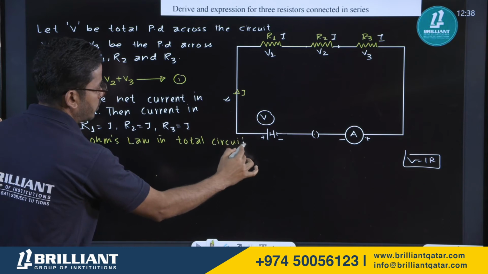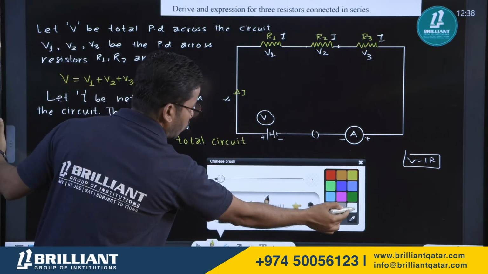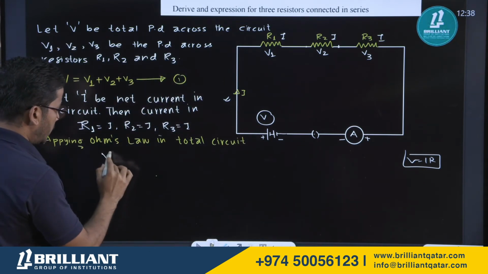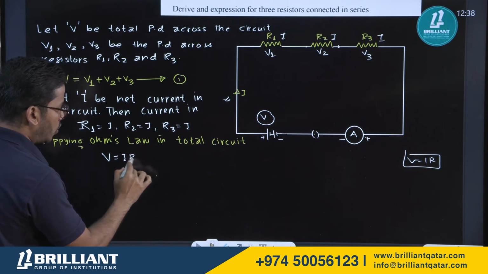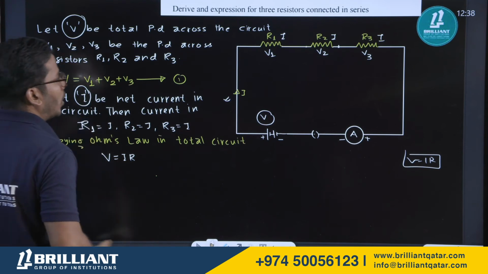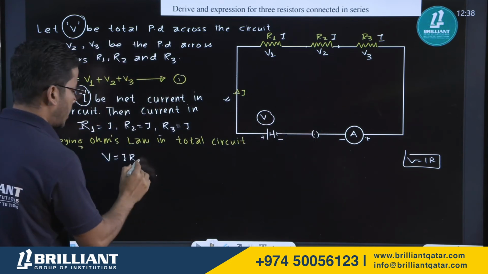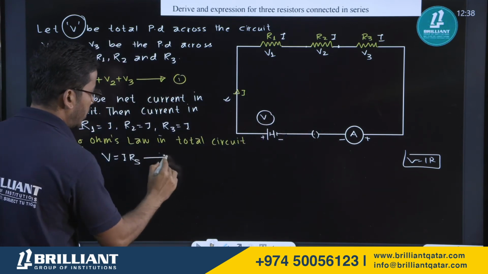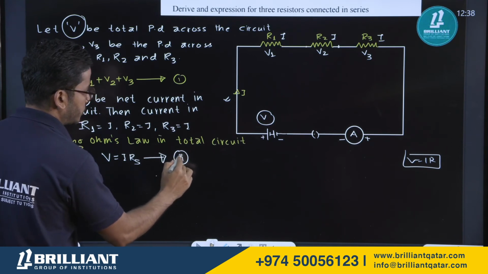So I applied Ohm's law in the total circuit. So what was Ohm's law? You're going to tell me, sir, V is equal to IR. Now the total potential difference is V, the total current is I. What was the total resistance connected in series? RS, right? So this is your equation number 2.